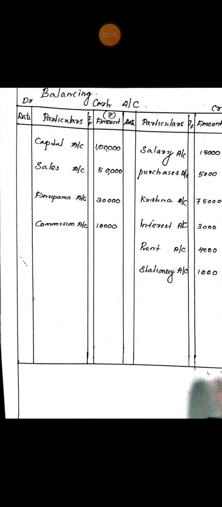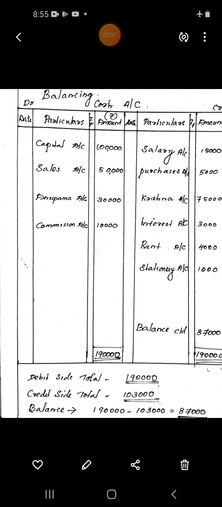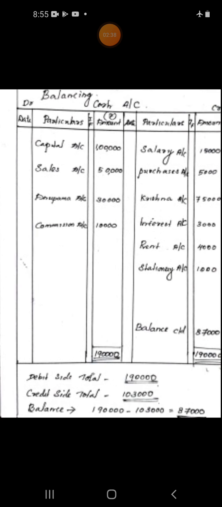For balancing the cash account, first we have to take the sum of debit side. Debit side total is 1,90,000. Then credit side total is 1,03,000.